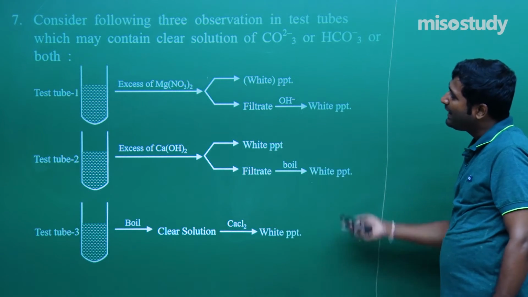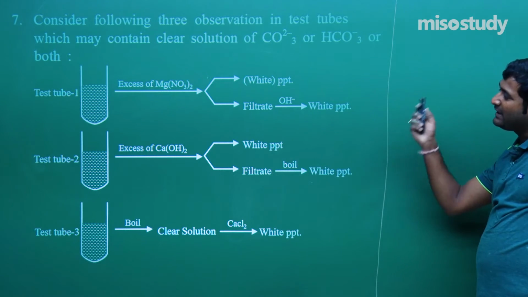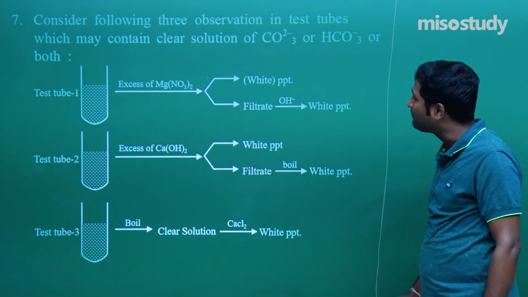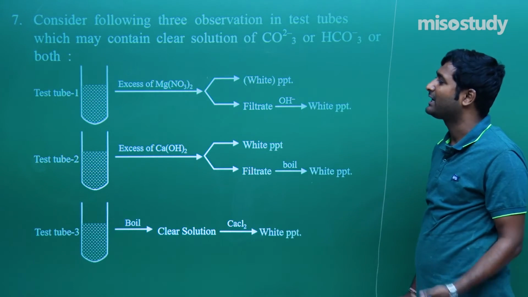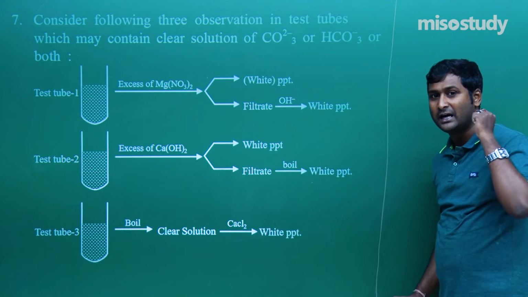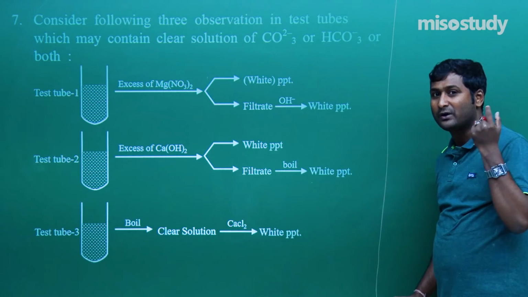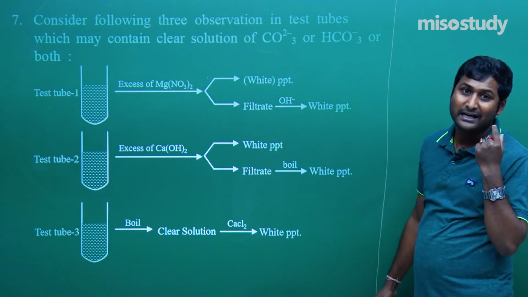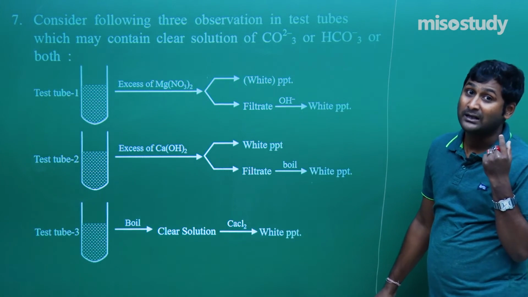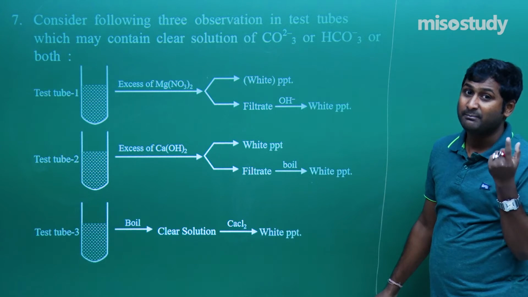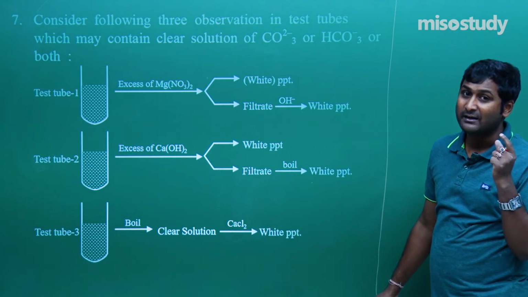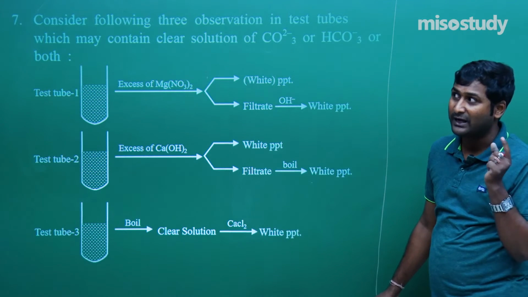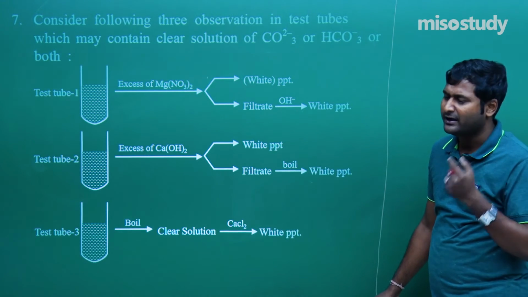Now by looking at this, tell me in which test tube there is a presence of which confirms the presence of carbonate and bicarbonate. It's your turn. Carbonate and bicarbonate I have discussed. These are anionic radicals, Class 1. Carbonate, bicarbonate, remember this. Tell me friend, what will happen? Think on it, think on it.